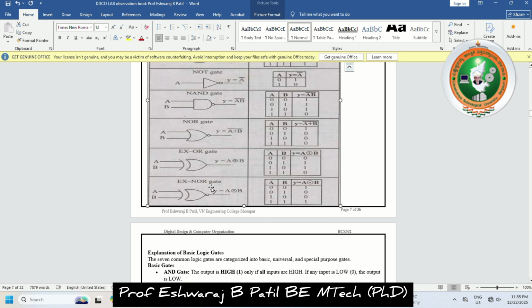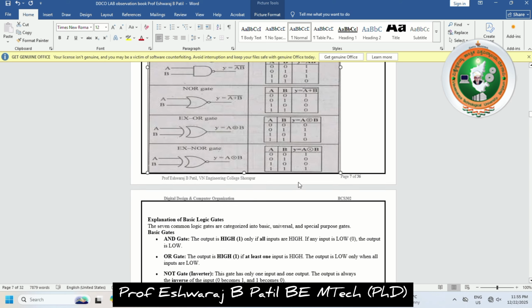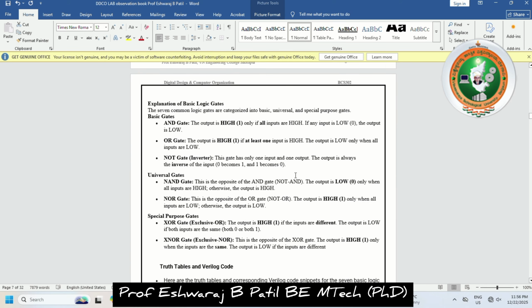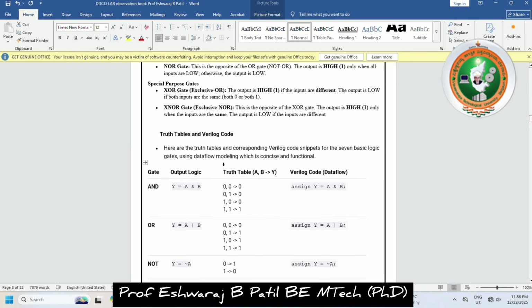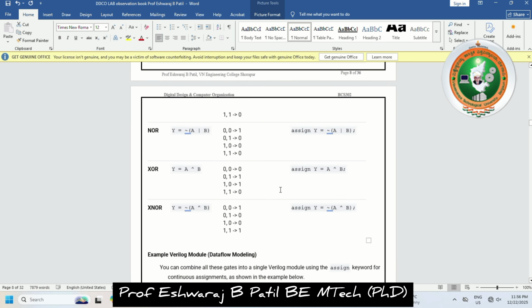Similarly, for the OR gate, the NOR gate output is the complement of the OR gate. This is the XOR gate. This is all about the XNOR gate also. These are the gates related to the table and node. You can refer to this one also.